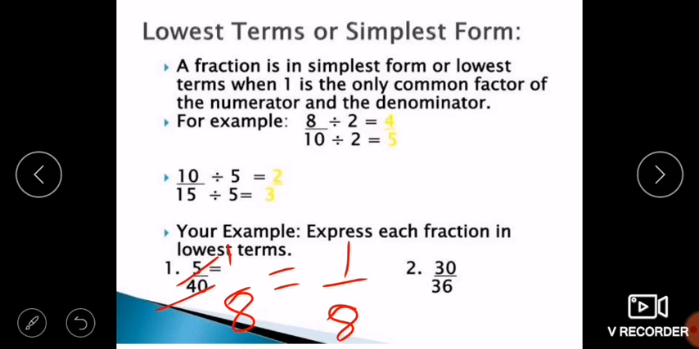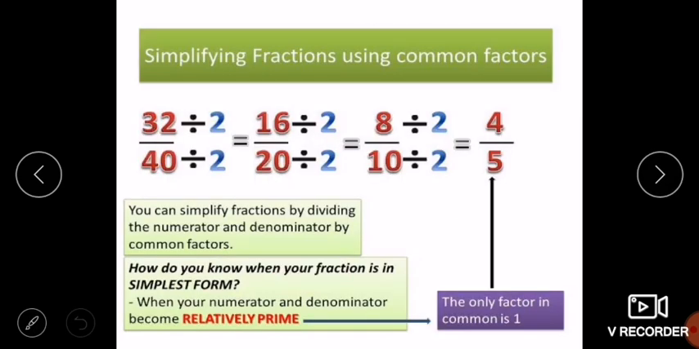Similarly you can see another number, that is 30 by 36. Now you can see that 6 is the common factor among 30 and 36. So you are going to divide it by 6. 6 5s are 30 and 6 6s are 36. So what have we got here? 5 by 6, which is in lowest form, because among 5 and 6 only 1 is the common factor. So if 1 is the common factor among numerator and denominator, then we will say that the fraction is in its lowest form. So let's see another example.